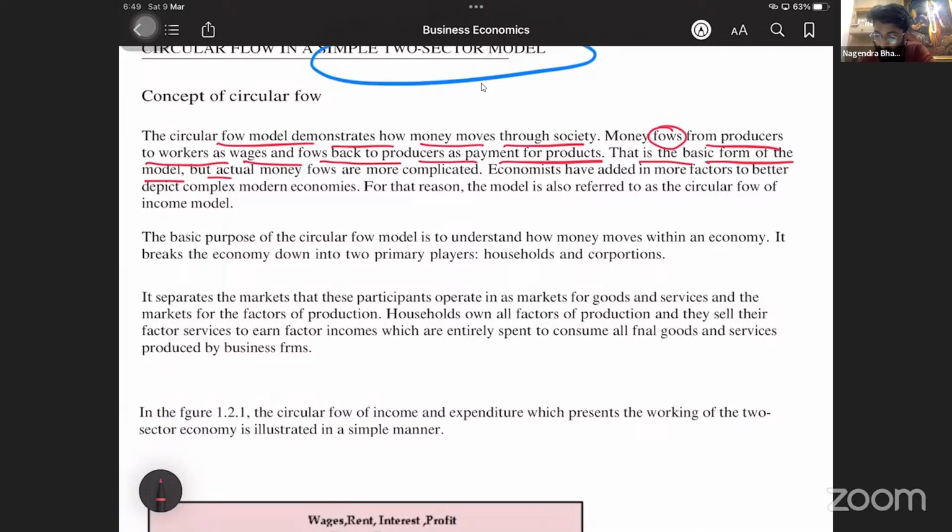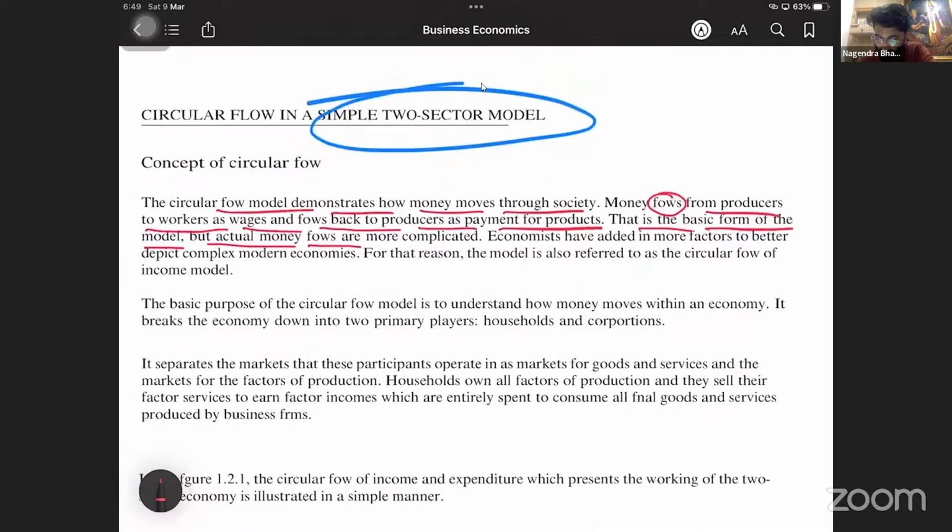But actual money flows are more complicated. Economists have added more factors to better depict the complex modern economies. For that reason, the model is also referred to as the circular flow of income model.